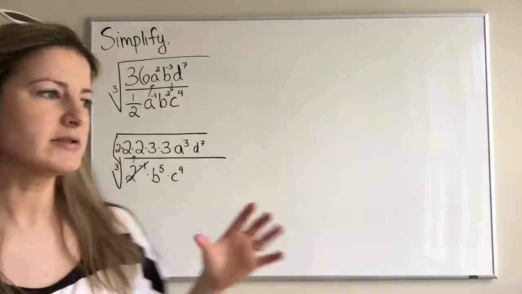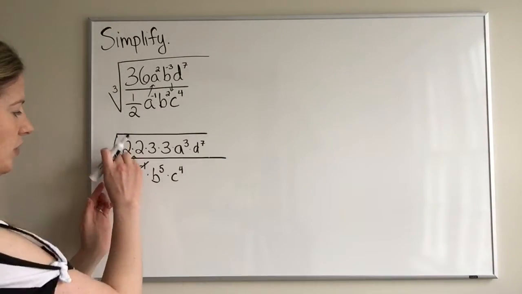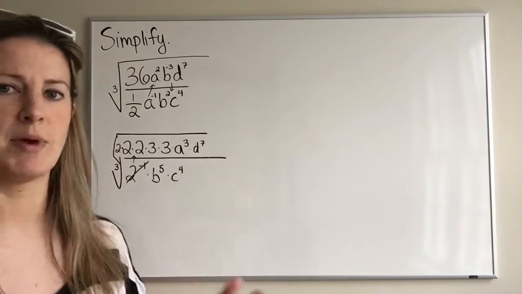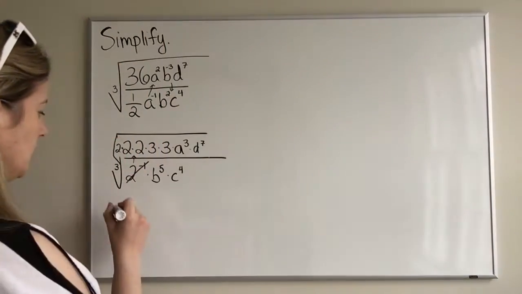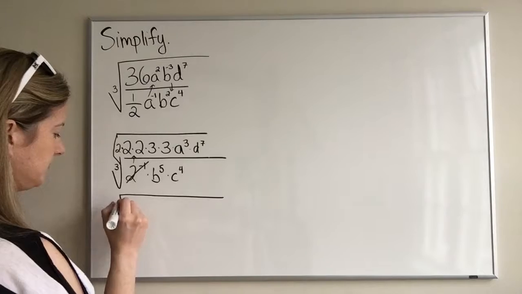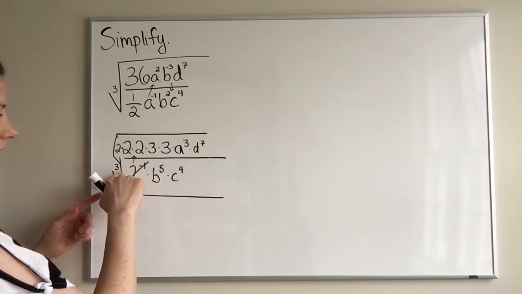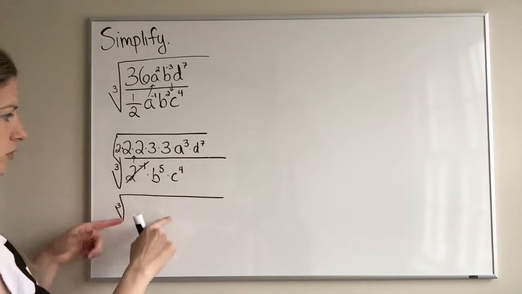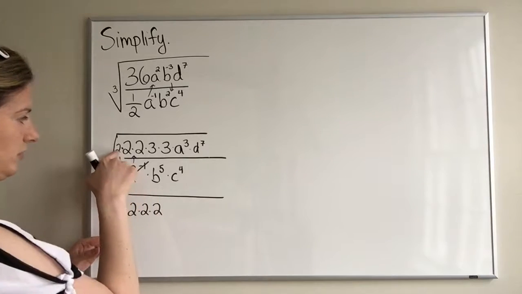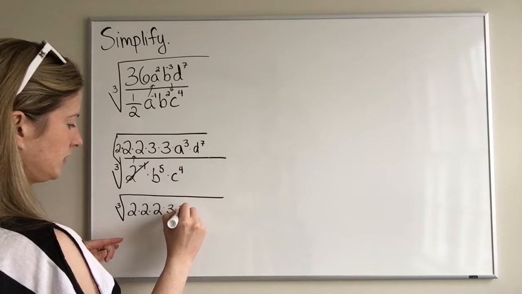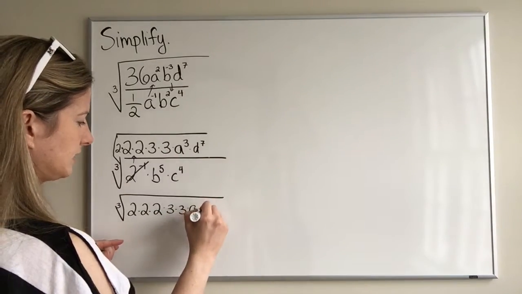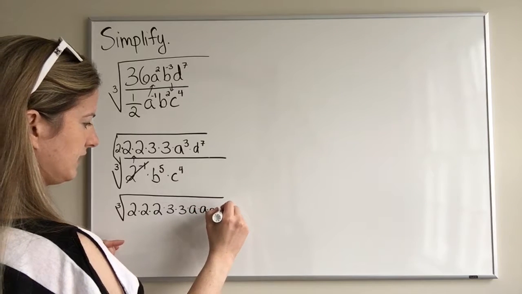We're also going to apply the property that allows us to split this radical into cube root of the numerator over cube root of the denominator. Remember, that's one of your properties. So we're going to do those two things I just mentioned at the same time. We are going to distribute the cube root to the numerator and denominator. In the numerator, we're going to have 2 times 2 times 2, because remember I had moved that 2 up, times 3 times 3. Then we have 3 a's and 7 d's.